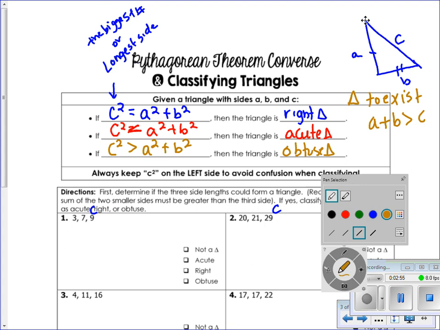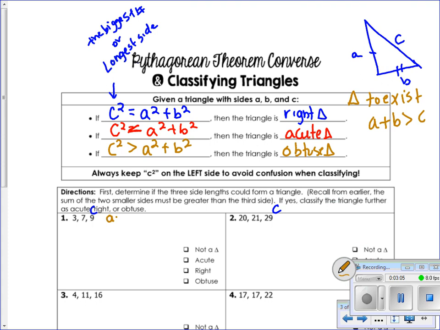So first, I'm going to see if this is a triangle. And I'm going to do it in brown. I'm going to say A plus B greater than C. Is this true? So is 3 plus 7 greater than 9? Is this true? Yes. If this is true, then this is a triangle. Now I need to find out what type of triangle. So that's part B.